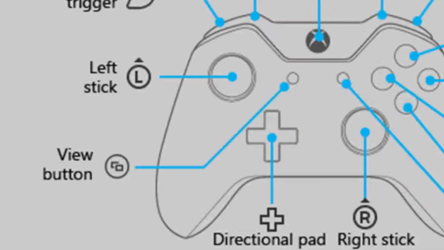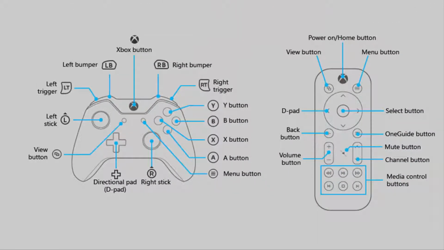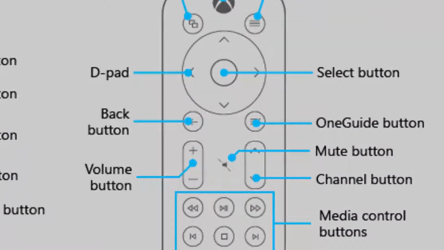So is that remote control, I see it in the slide, is it basically all the same buttons? It has some of the same buttons, but it also has some unique buttons as well. So, we have the directional, which maps to the D-pad. The center button is select, which maps to the A button. Underneath that, we have a back button, which maps to B. We also have a one guide button.